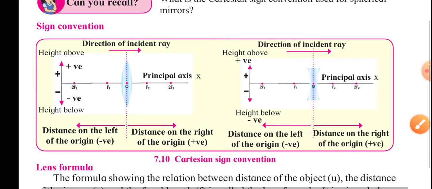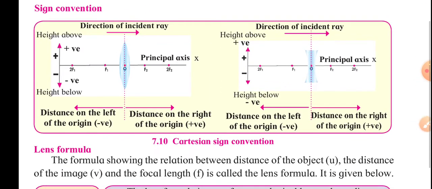Further, next what we have to study is the sign convention. This sign convention is exactly the same as the sign convention we studied in last year's science, where we studied the sign convention for spherical mirrors. If you remember, there we had the pole of the mirror, which we consider as the center or the origin for the axis which we are using for the lenses.